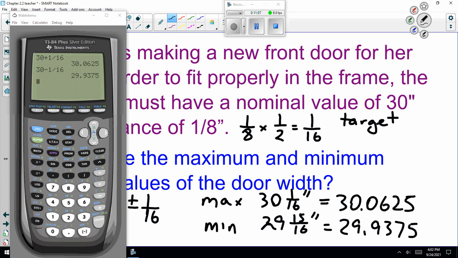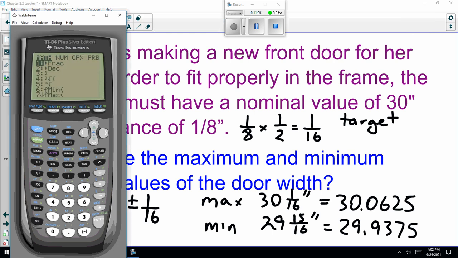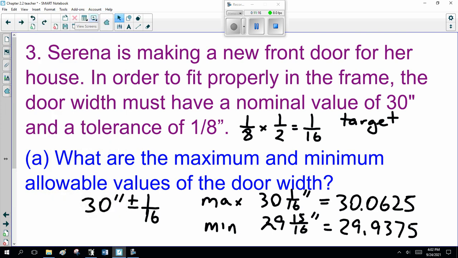Anyway, so let me try this. Math. No, that's a crappy way to write it. I'm not going to show you that. Anyway, so that's the maximum minimum allowable values for the door, because a certain size to fit in the door frame. Now this is getting long, so I'm going to pause the recording here, and we'll go on to the next question in the next video. Good luck.